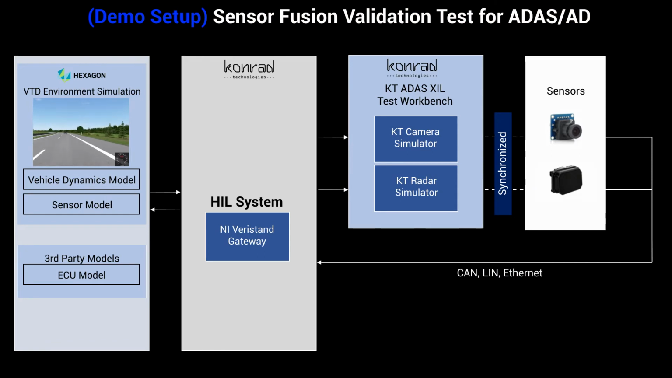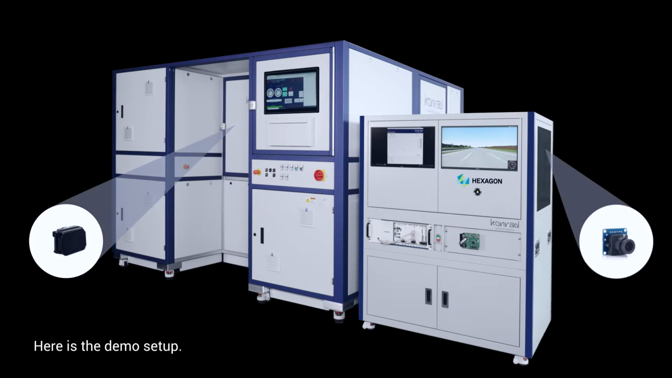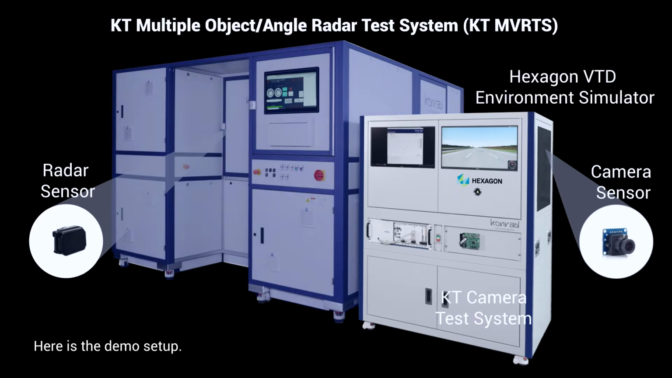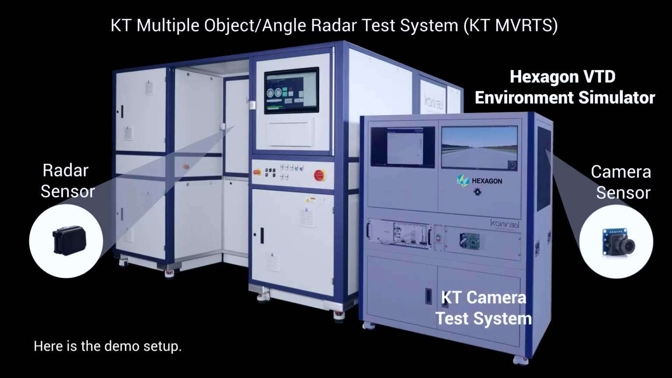For our demonstration setup, we will use a Continental radar sensor and a Mobileye camera sensor in a closed-loop environment. The demonstration hardware consists of the camera and radar sensors, the Konrad Multiple Object and Angle Radar Test System, and the Konrad Camera Test System. Hexagon's VTD Environment Simulator generates virtual drive scenarios.